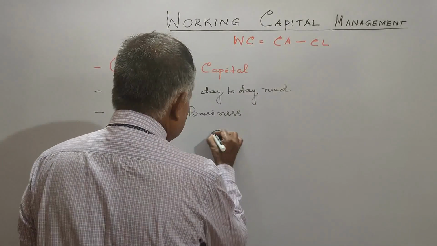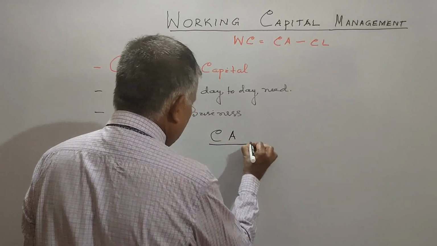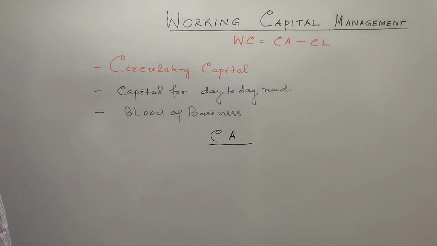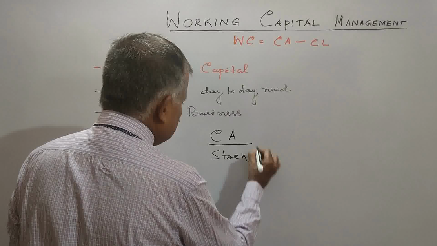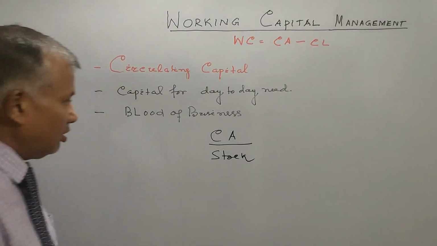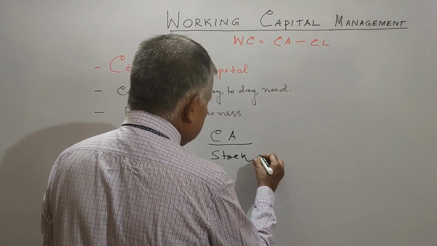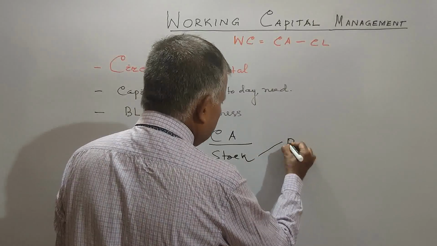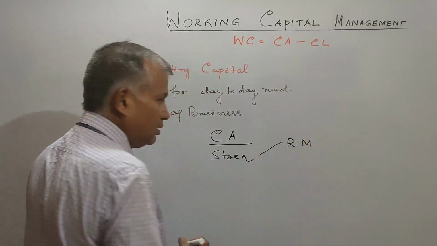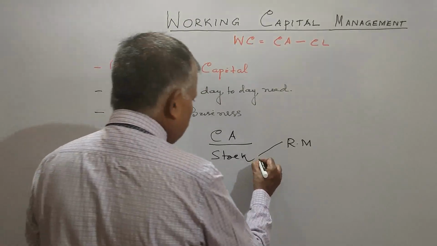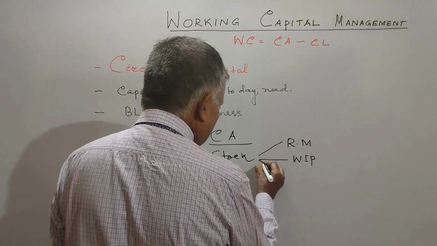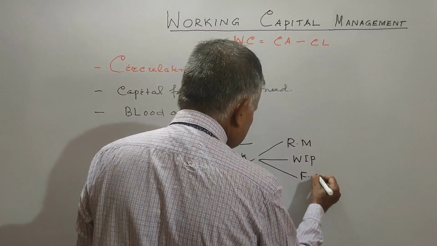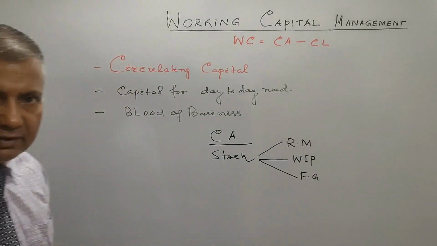If we consider current assets, what exactly is coming in current assets? The stock. We can write it as inventory. The stock is of 3 types. One is your raw material stock. This is also current asset. One is work in progress. This is also current asset. One is your finished goods. This is also current asset.